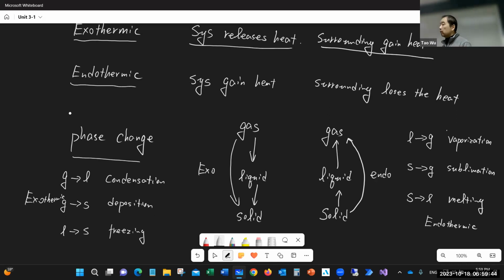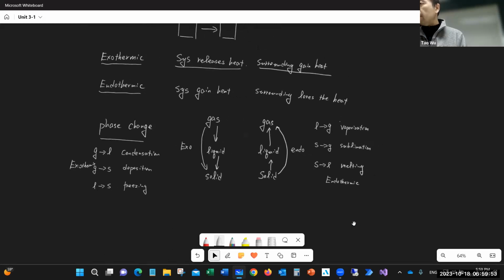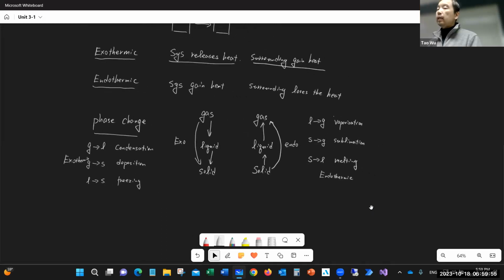That makes sense, right? That's why I want you to make a connection between endothermic and exothermic. So endothermic, exothermic, that's the whole process. Well, this is a phase change. A phase change is not a chemical reaction, but in chemical reactions they also have similar things.